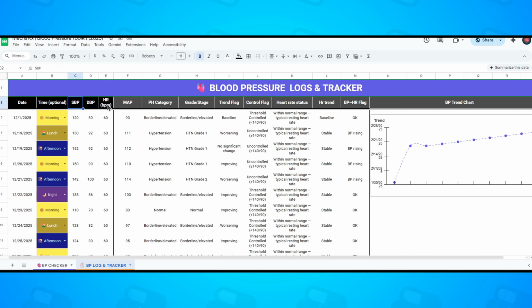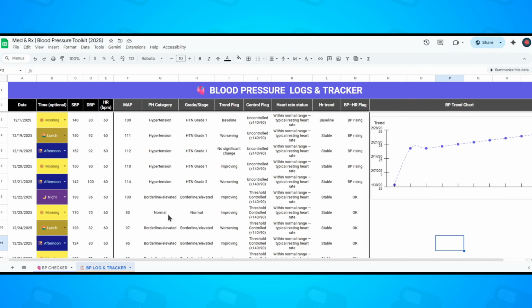After that, it calculates mean arterial pressure, which is MAP, which is used to check the trend accurately, whether it's worsening or not. This is based on the baseline and previous reading. The tool also classifies the reading as normal, borderline, elevated, or hypertension.